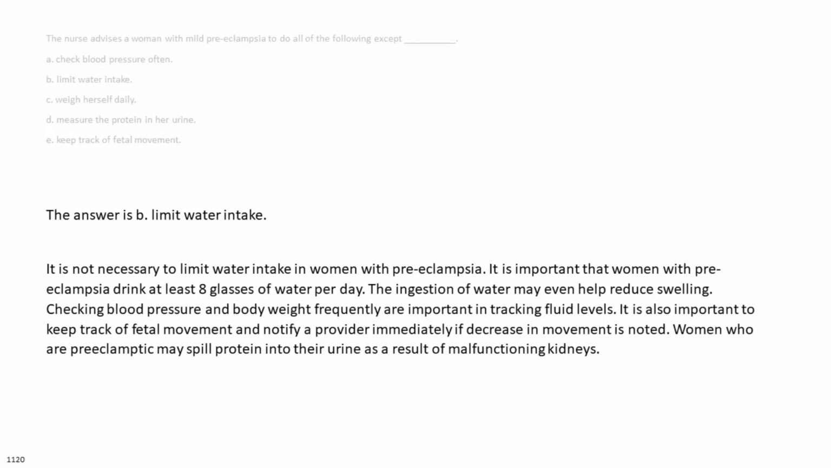The answer is B. Limit water intake. It is not necessary to limit water intake in women with preeclampsia. It is important that women with preeclampsia drink at least 8 glasses of water per day. The ingestion of water may even help reduce swelling. Checking blood pressure and body weight frequently are important in tracking fluid levels. It is also important to keep track of fetal movement and notify a provider immediately if a decrease in movement is noted. Women who are preeclamptic may spill protein into their urine as a result of malfunctioning kidneys.